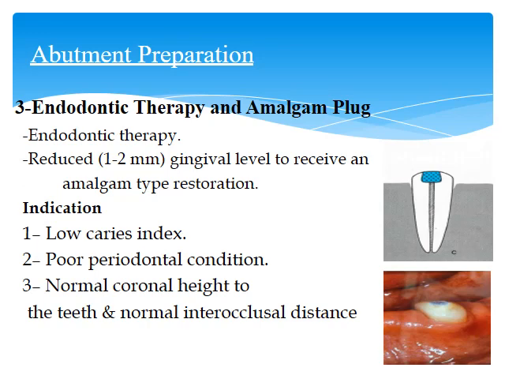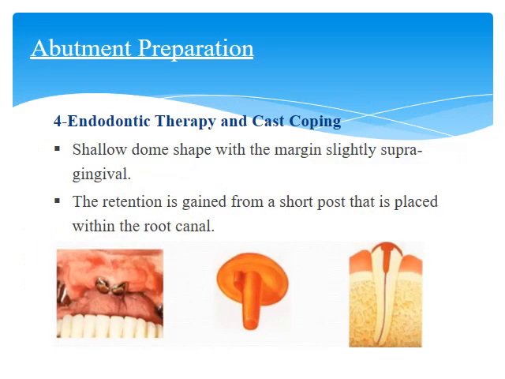The endodontic therapy and amalgam plug. The endodontic therapy reduce 1 to 2 mm gingival level to receive an amalgam type restoration, and the indication in case of low caries index, poor periodontal condition, normal coronal height to the teeth, and normal interocclusal distance.